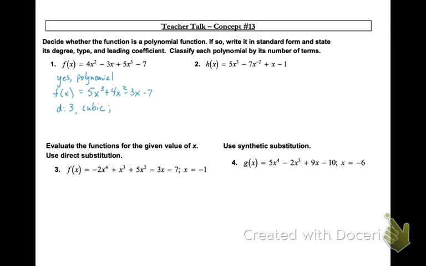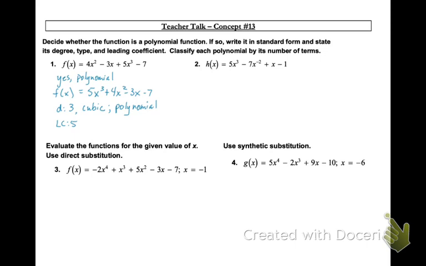And then if we have it in standard form, we can look at the coefficient that's first, and that's our leading coefficient. This one has 4 terms, so in that case, to classify it for its number of terms, 4 or greater, we simply say a polynomial. And our leading coefficient is positive 5.